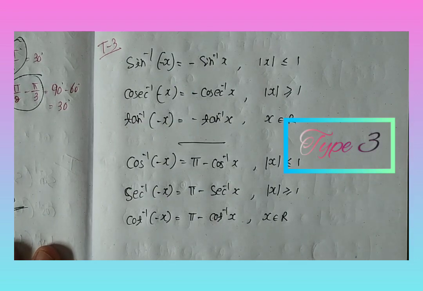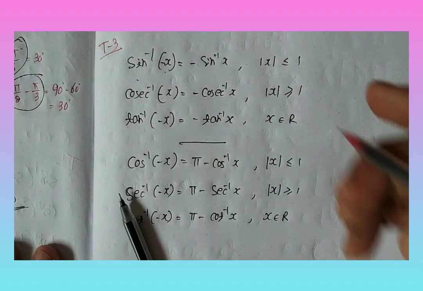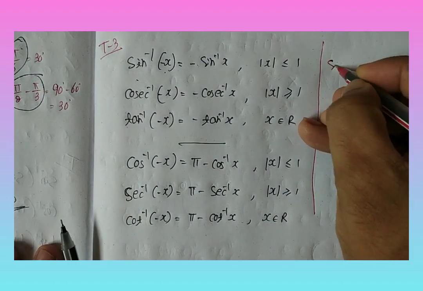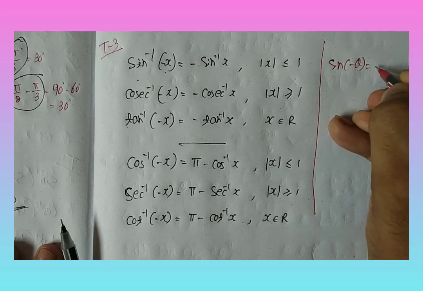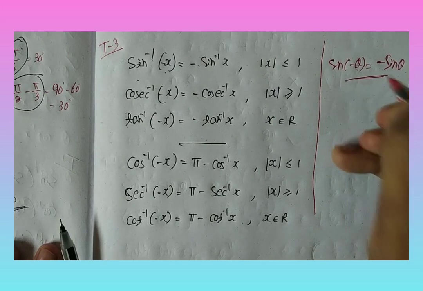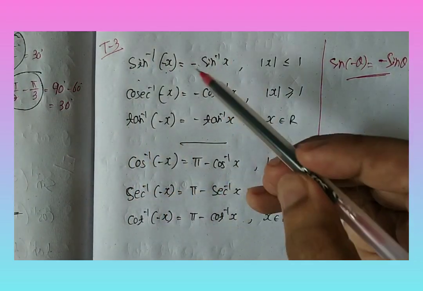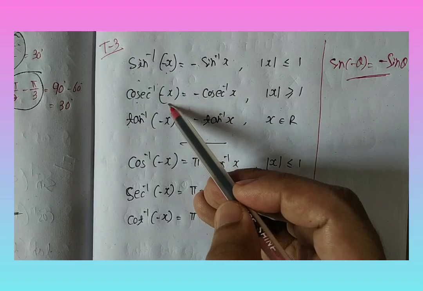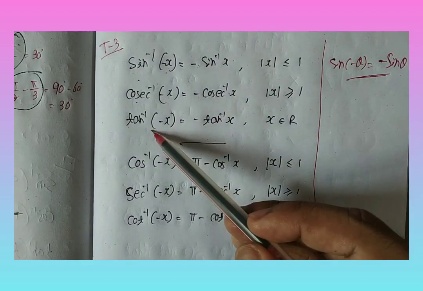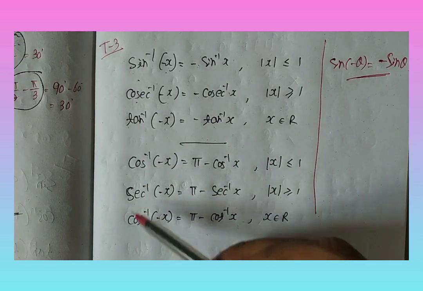Next, type 3. Sine inverse minus x equal to minus sine inverse x. Sine of minus theta equal to minus sine theta. This is our first year concept. Similarly here, sine inverse minus x equal to minus sine inverse x. And similarly, cosec inverse minus x equal to minus cosec inverse x. Tan inverse minus x equal to minus tan inverse x. And the rest are cos, sec and cot.